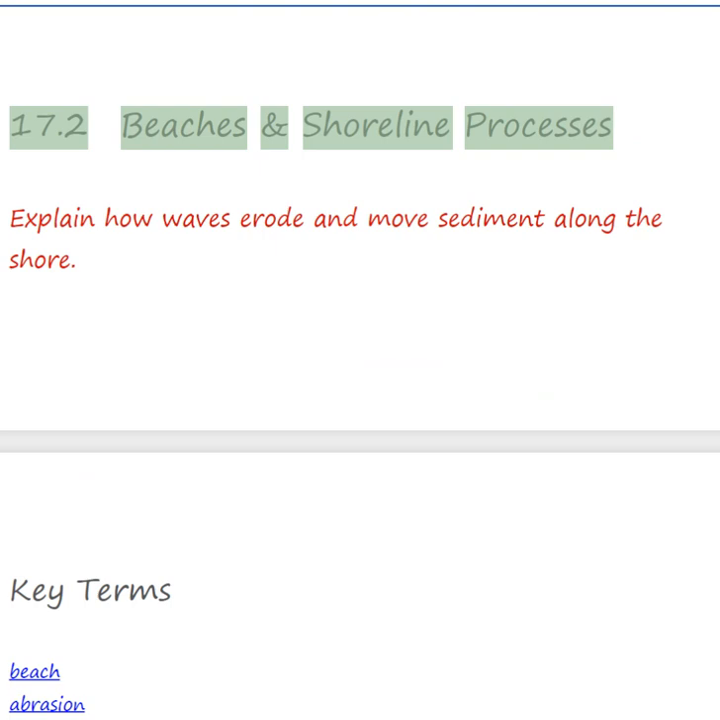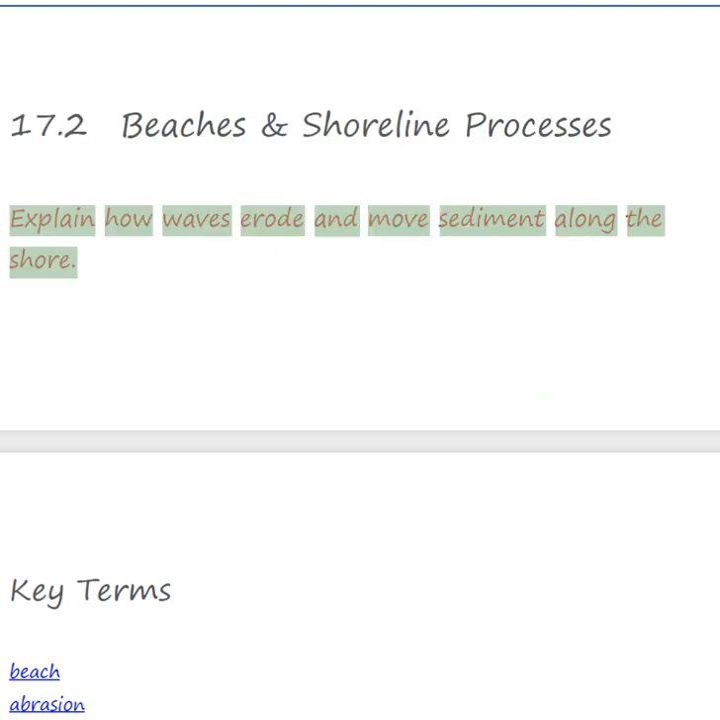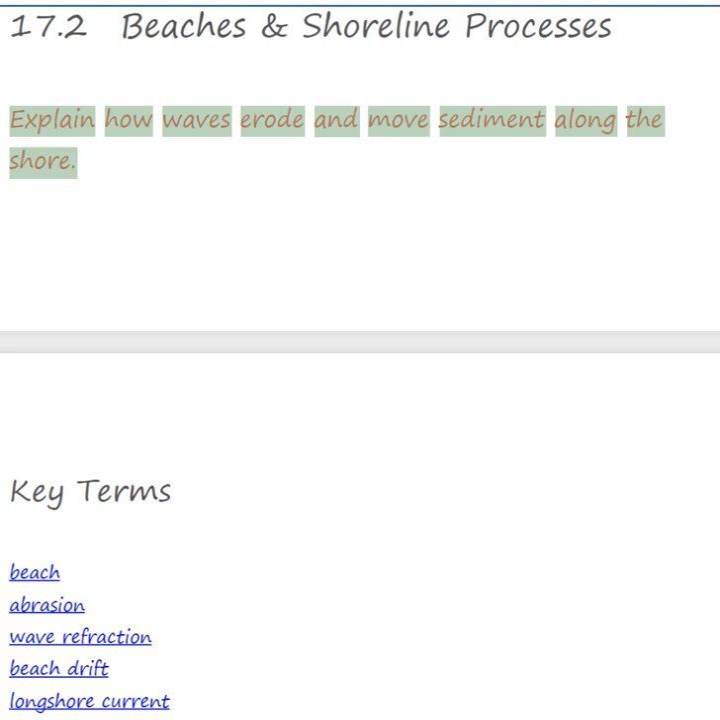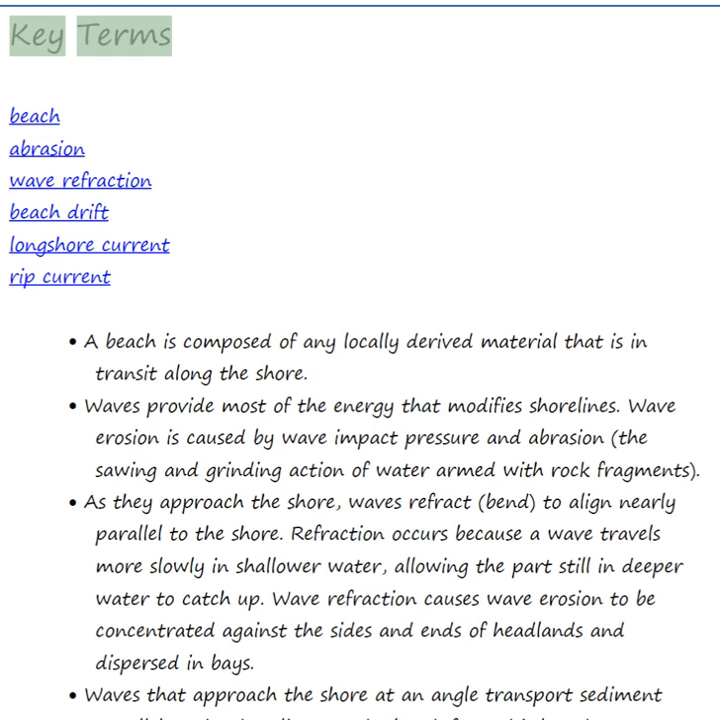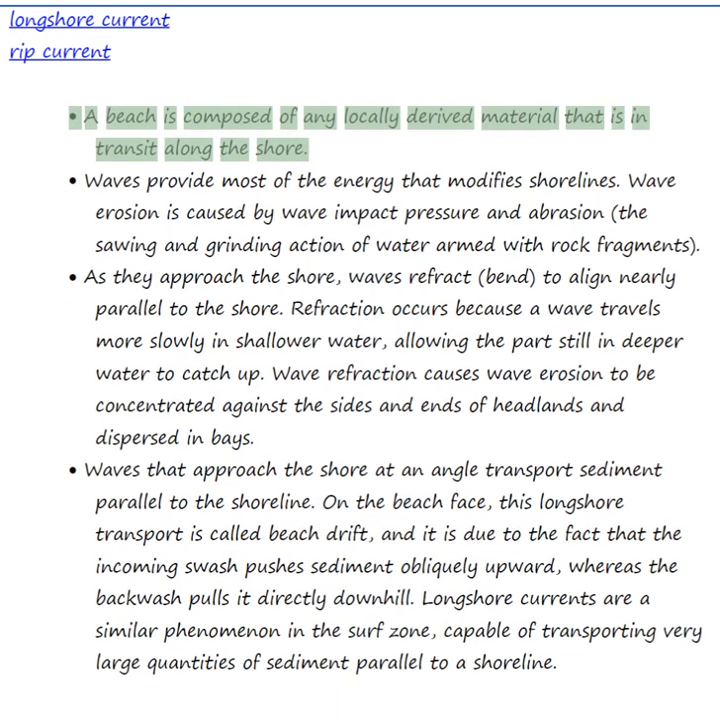17.2 Beaches and shoreline processes. Explain how waves erode and move sediment along the shore. Key terms: beach, abrasion, wave refraction, beach drift, longshore current, rip current. A beach is composed of any locally derived material that is in transit along the shore.